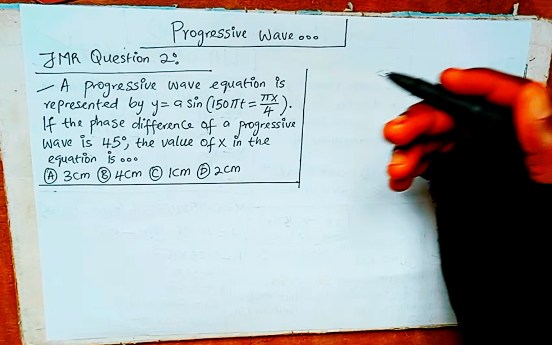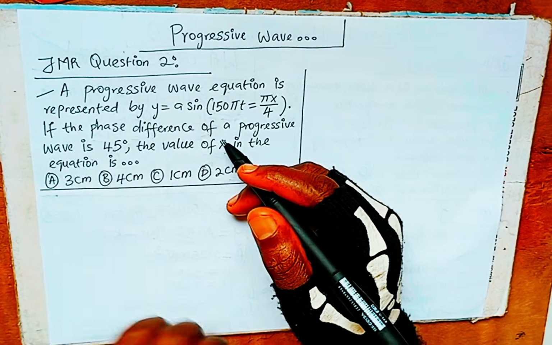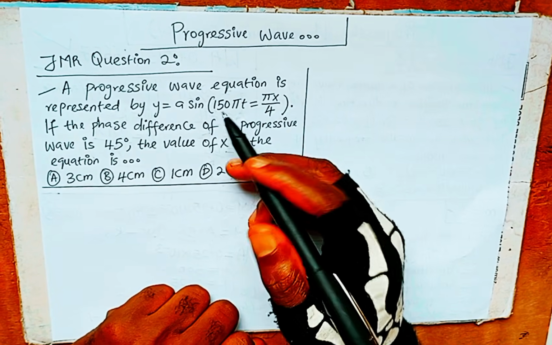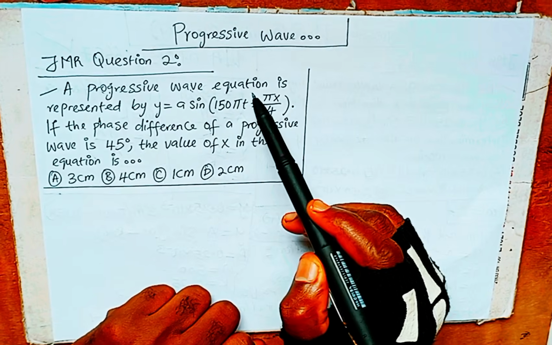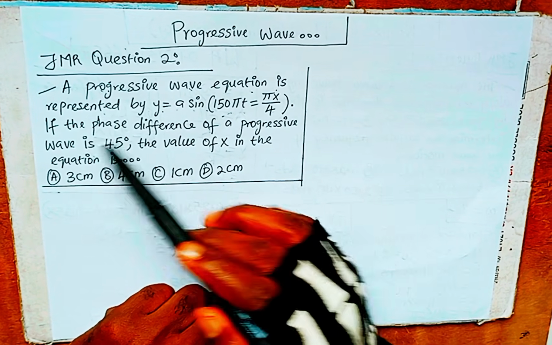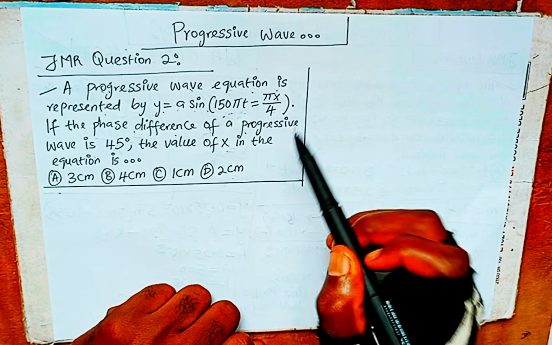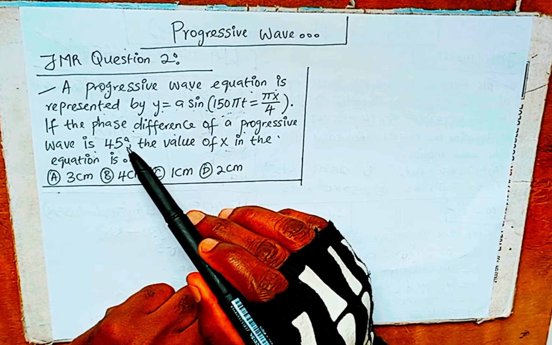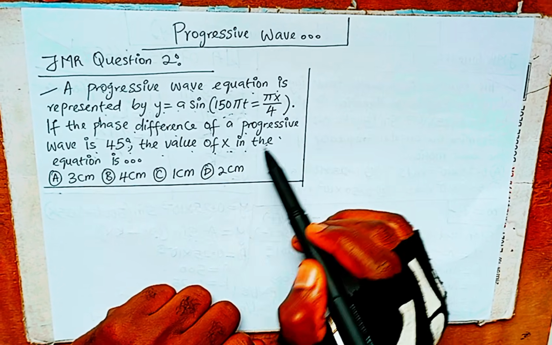JAMB 2026 candidates, welcome. Our next question is on the progressive wave equation. The question reads: a progressive wave equation is represented by y = a sin(...). If the phase difference of a progressive wave is 45 degrees, this one is an angle, the value of s in the equation is what?